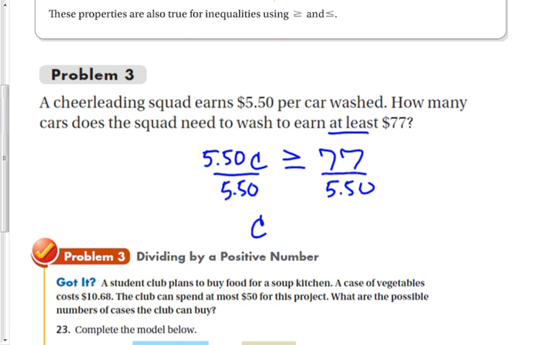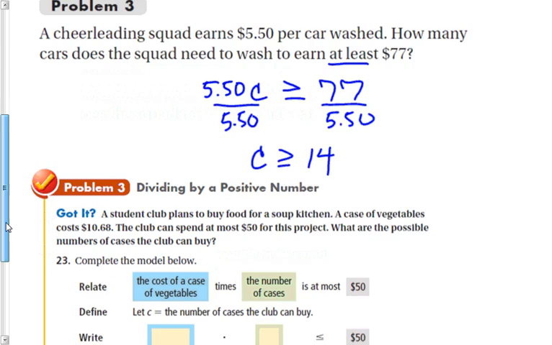And we get C is greater than or equal to 77 divided by 5.50, which is, let's see, 77 divided by 11 is 7, and 5.50 is half of 11. So 77 divided by 5.50 is 14. So they must wash at least 14 cars. All right, you try that.